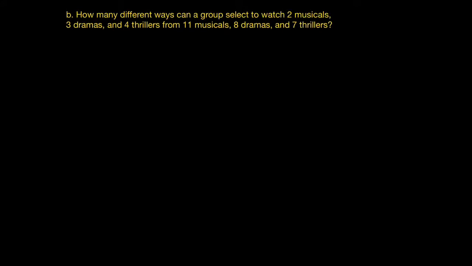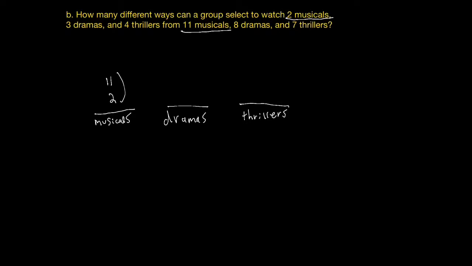Part B. How many different ways can a group select to watch 2 musicals, 3 dramas, and 4 thrillers from 11 musicals, 8 dramas, and 7 thrillers? So here we have musicals, dramas, and thrillers. Let's begin by counting the possible ways to get musicals. Here we want to watch 2 musicals out of, how many musicals are there? Out of 11. So we want to get 11 choose 2.